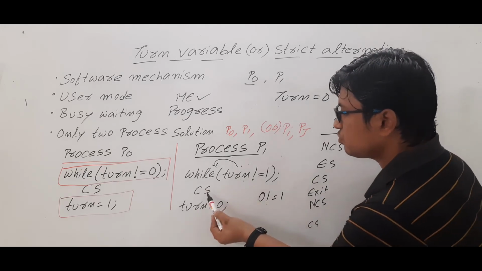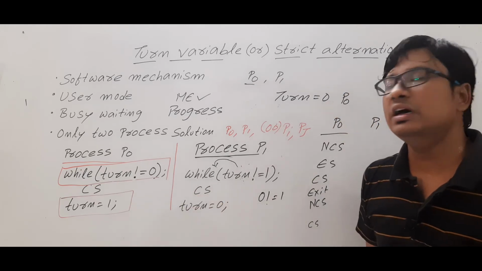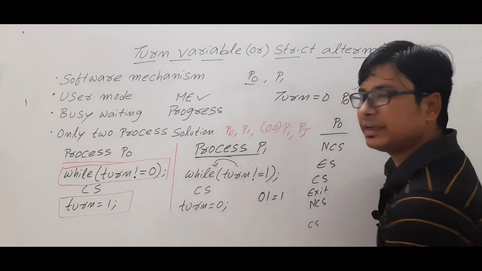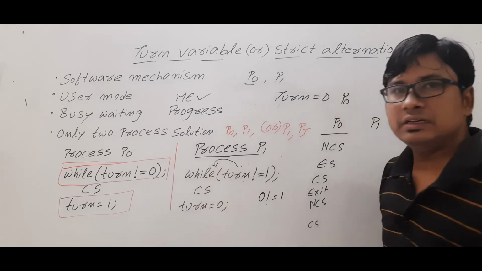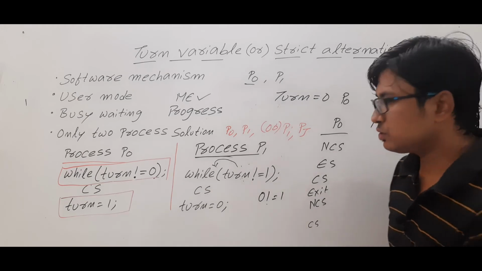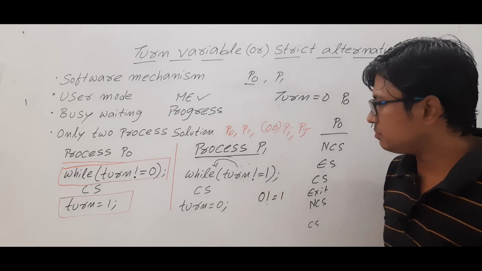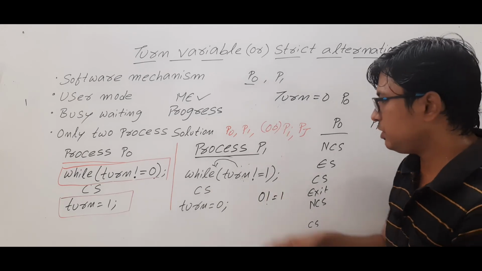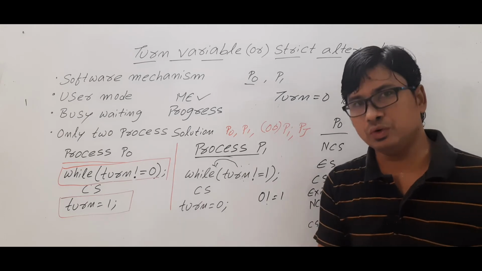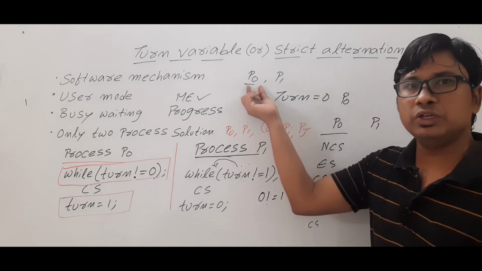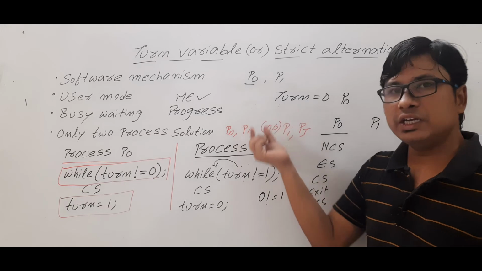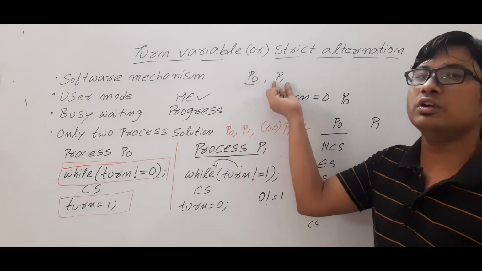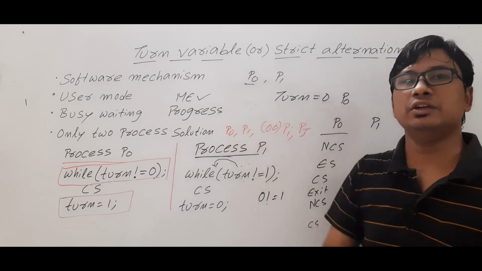Whenever this condition is false, then only it will execute the critical section. As the condition is true, it will keep on executing the condition. So it is in busy waiting. If it is in busy waiting, has the process P1 entered into the critical section? No. So when process P0 is not ready to enter into the critical section, it is not allowing the process P1 to enter into the critical section.